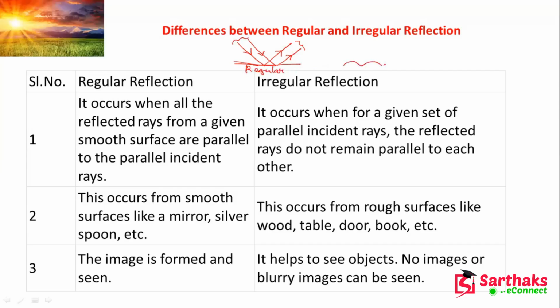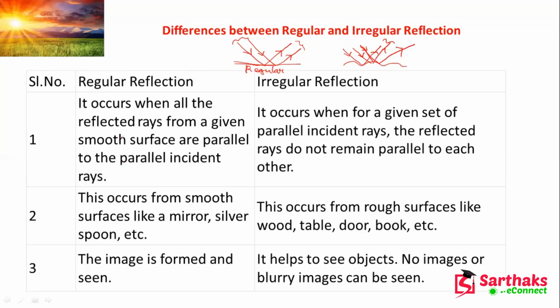And in irregular reflection, you have a rough surface, and you can see that it will be like this. So these are not parallel. That means in irregular reflection, the reflected rays are not parallel. If the incident rays are parallel, the reflected rays are not parallel. So this is irregular reflection or diffuse reflection.